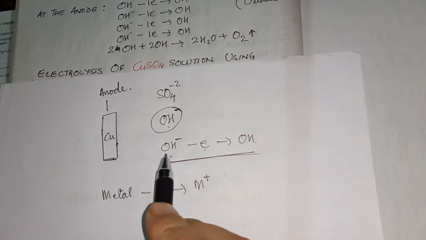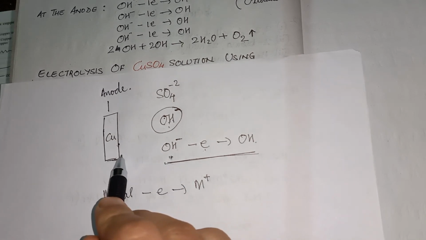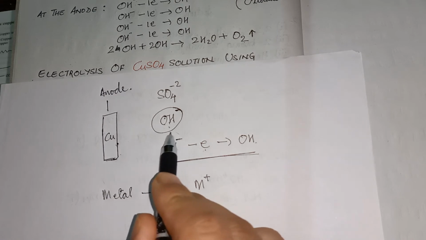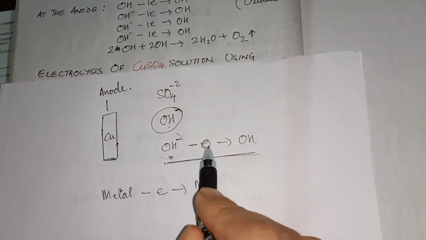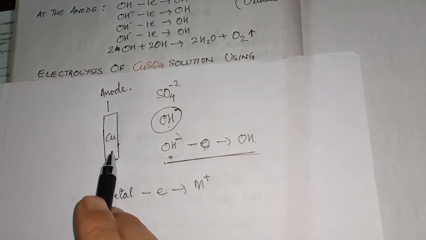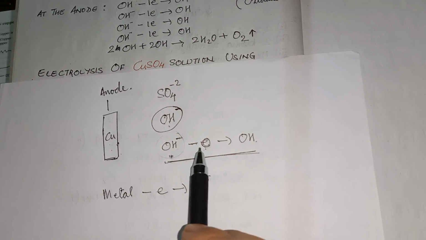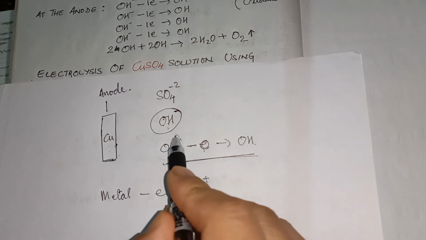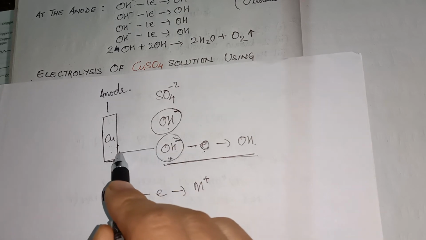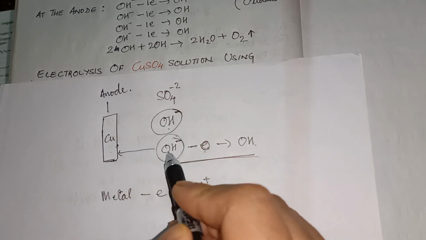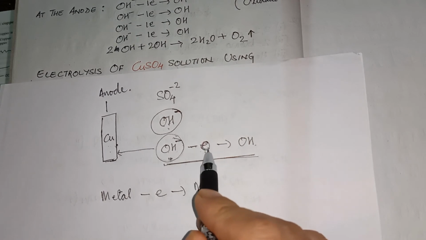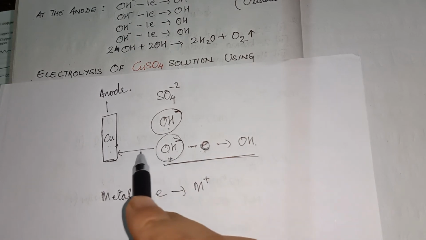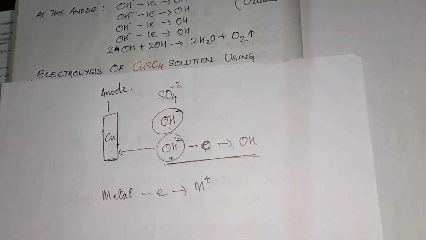Now this hydroxide ion, when it comes to the anode, wants to give electron to the anode, but since the anode is made up of copper, this copper does not receive that electron, because copper's nature is not to receive electron. Its nature is to give electron to others. Therefore this hydroxide, although it comes towards the anode, cannot lose electron over here. It does not undergo oxidation over here.